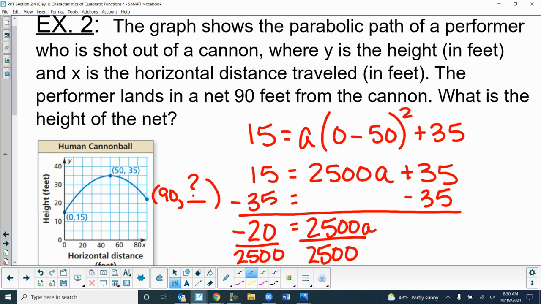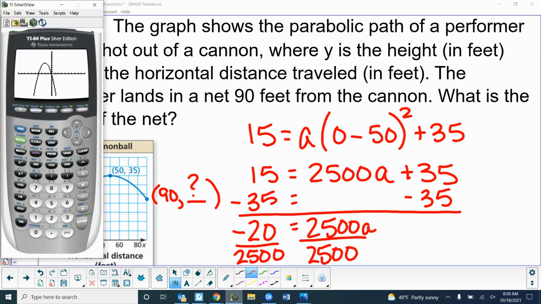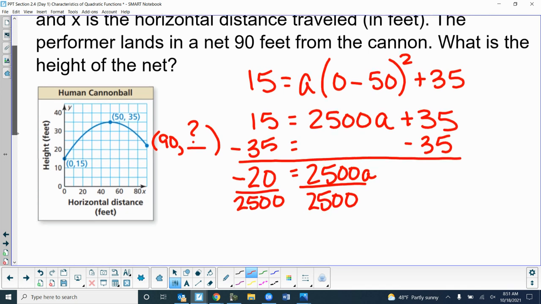Is that what we expected to happen? Why, Cole? Because it's opening down, right? And then in our calculator, we'll just go negative 20 divided by 2,500. You can leave it like that, or if you want to change it to a fraction, I don't know if I've showed you this before, but you hit the math button, just hit enter twice now, and it's changing the decimal to a fraction. So it's negative 1 over 125. You can write it either way. We'll use the decimal this time.